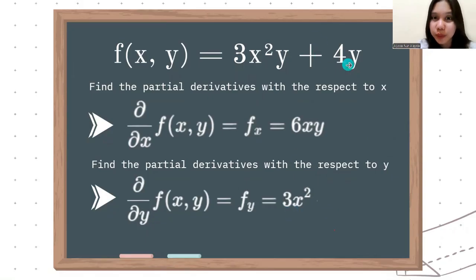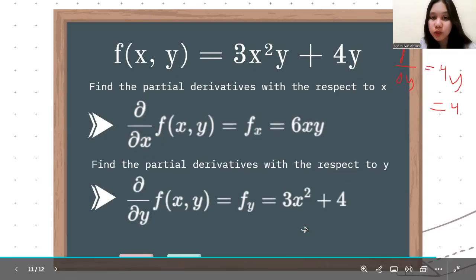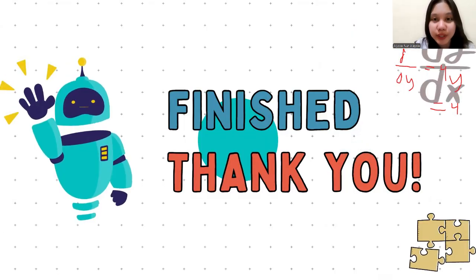Then look at the second term. Because there is y in it, we can just differentiate it. The derivative d over dy of 4y is 4. So for the second term, the partial derivative with respect to y is 4. So we could just write it down like this. Then the final answer of f sub y is 3x squared plus 4. And it is finished, so we did it.